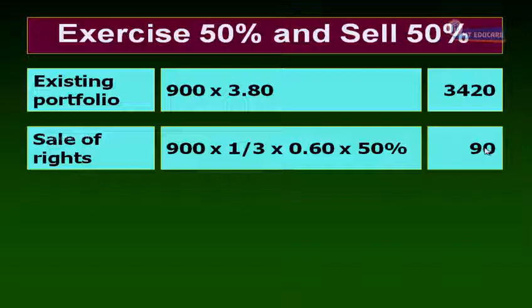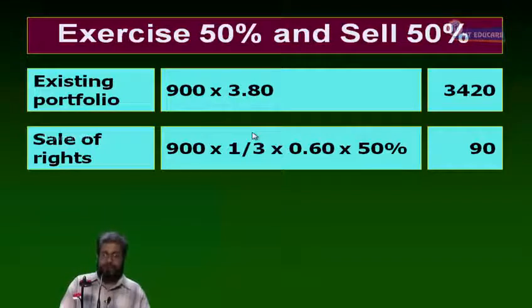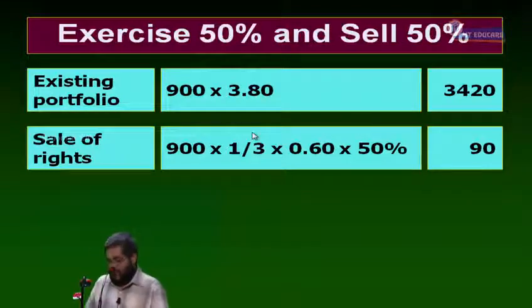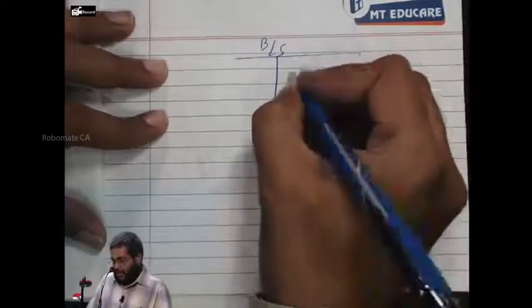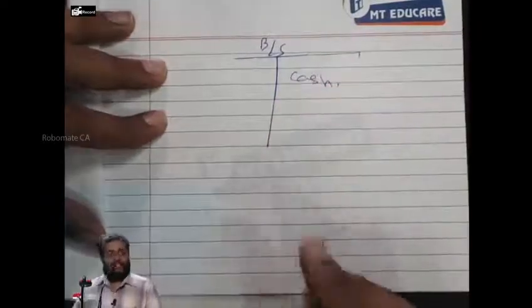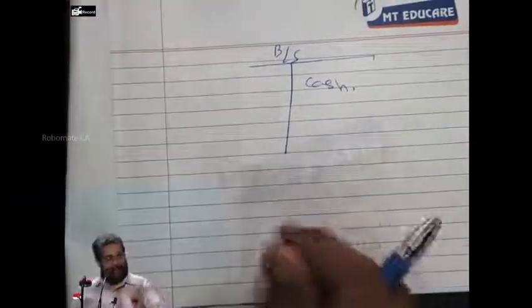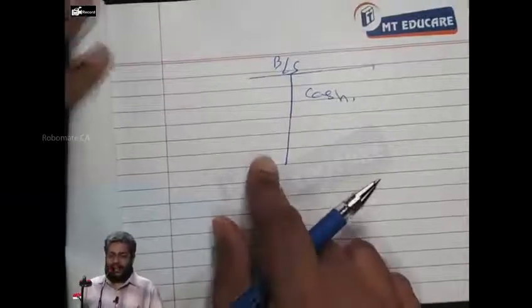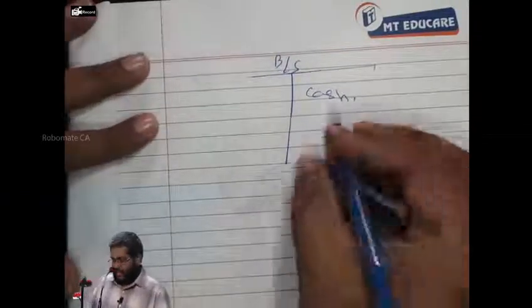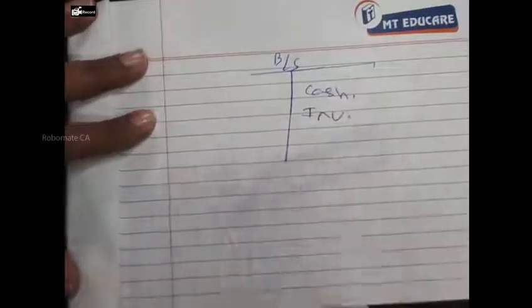Now, another 150 rights I am having or not? What do I do? I exercise the right and buy the share. Very simple. See what is going to happen. Suppose I am having a balance sheet with 2 items. One is cash, and another is investment. I am going to exercise the right and buy the share. When I buy that, it becomes investment. How many shares am I going to buy? Please tell me.